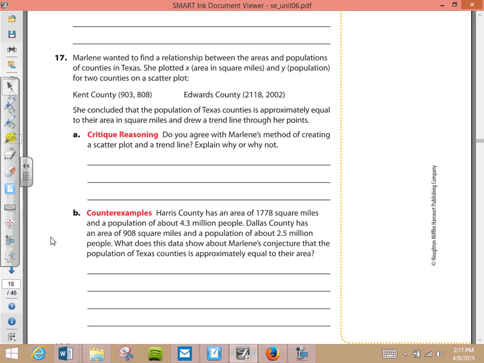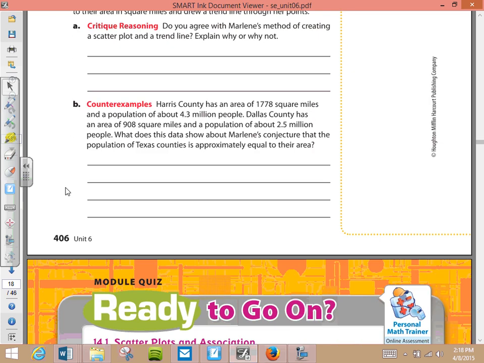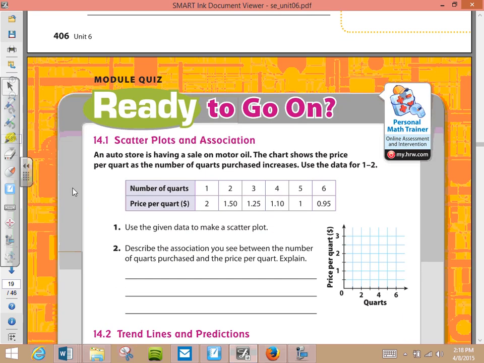What does this data show about Merlin's conjecture that the population of Texas counties is approximately equal to the area? The explanation in the book was a little weird. It just said that you selected 2 that were very close to each other. I don't know what that means, but it was weird. All right, move on to the next part.